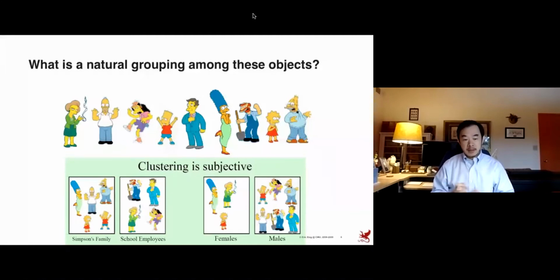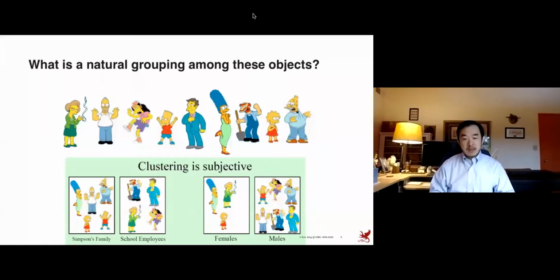Again, we already can run into some debates, right? For example, people who are very familiar with this movie may know who belongs to the family of Simpson. He has a wife, and he has a few kids, and so forth. And then their kids go to school, and maybe there are other people employed by the school, which belong to another class, right? You can definitely find a natural way to group people based on whether they are in the Simpson family or not.